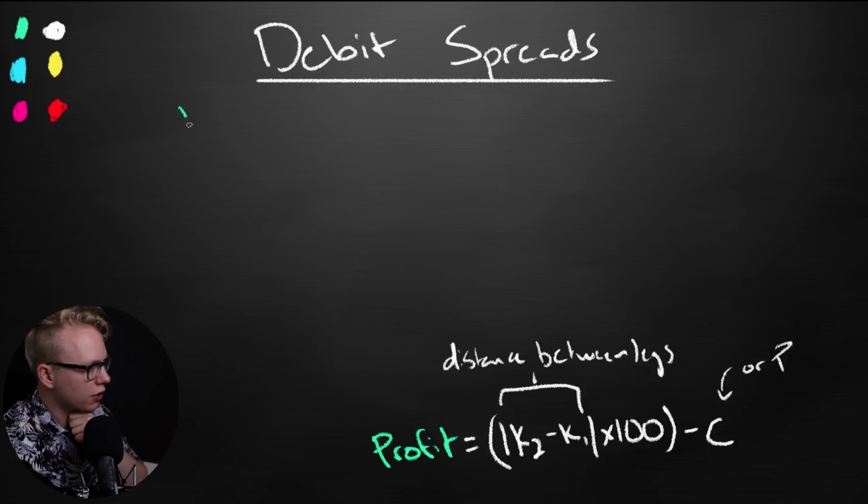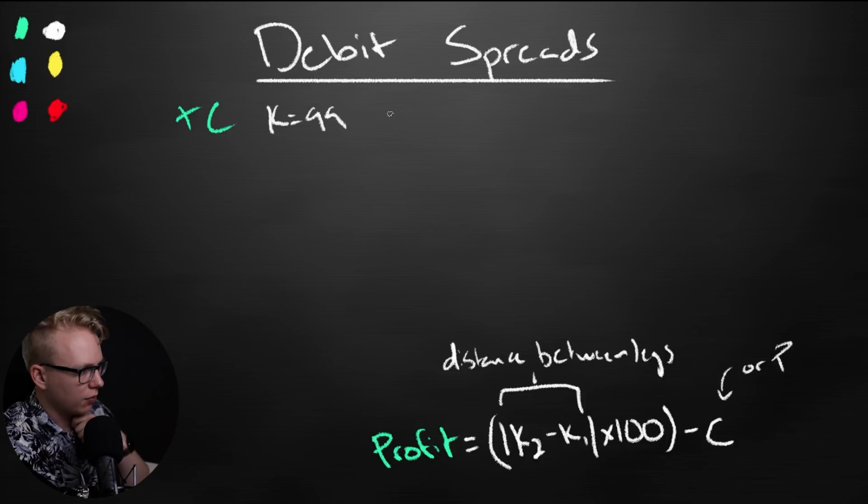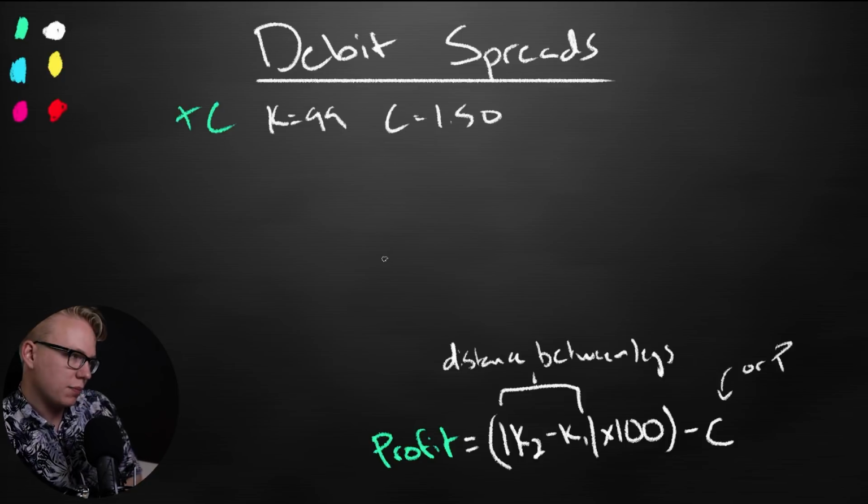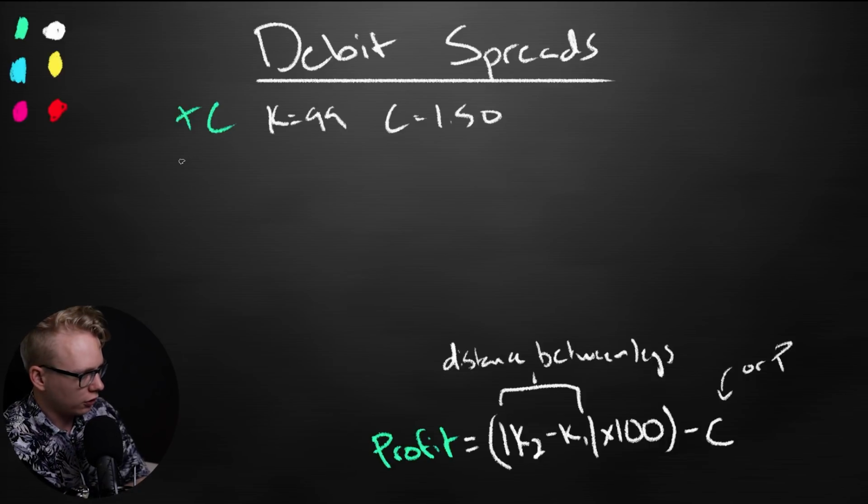Well, let's say that you purchased a call right here. Let's say it had a strike price of 99. You paid a premium of 150. And that's all we need to know about that one. And then as part of this debit spread, you sold a call against it. And that call that you sold had a strike of 100. And the premium that you received for that call was 120.